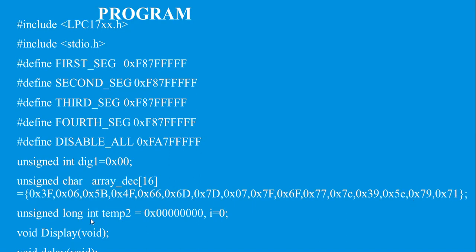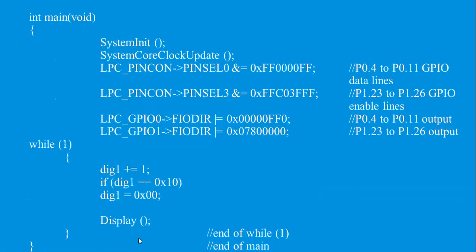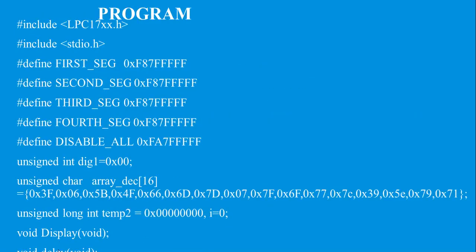Also an unsigned long integer is declared, which reserves 32 bits. Temp2 is an unsigned long integer initialized with 0. Similarly, another variable i is declared with initialization of 0. And there are two functions, a display function and a delay function. They are void functions; they don't return anything to the main program.